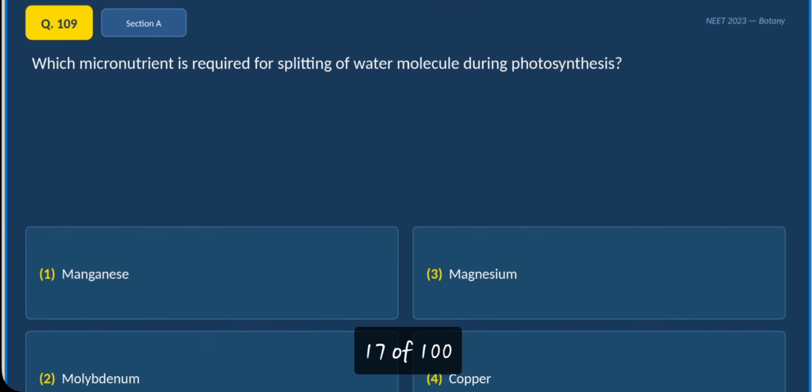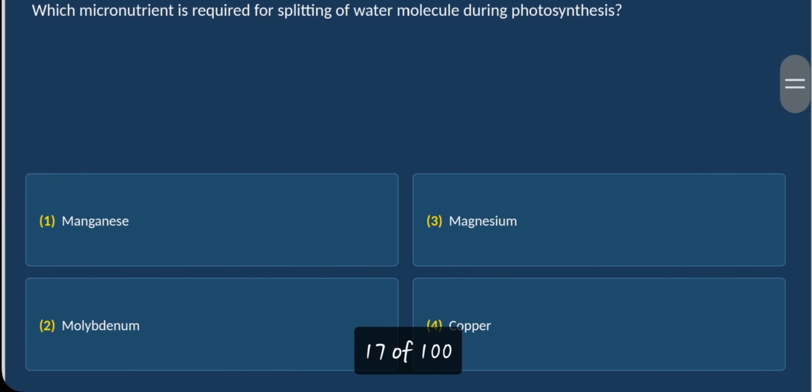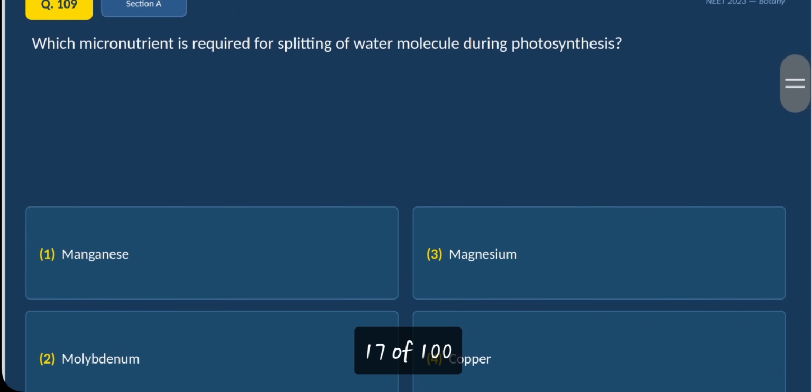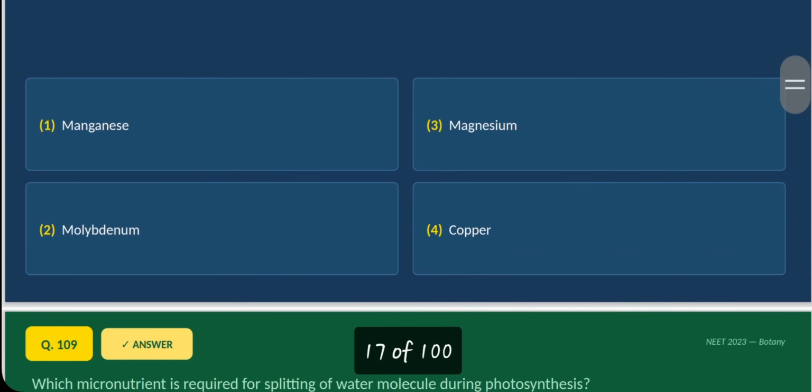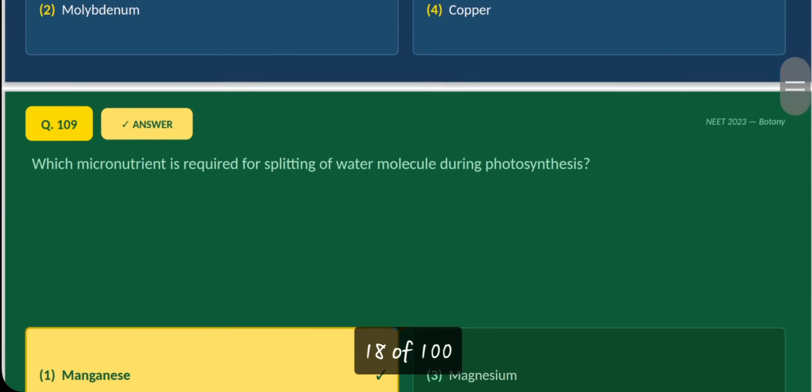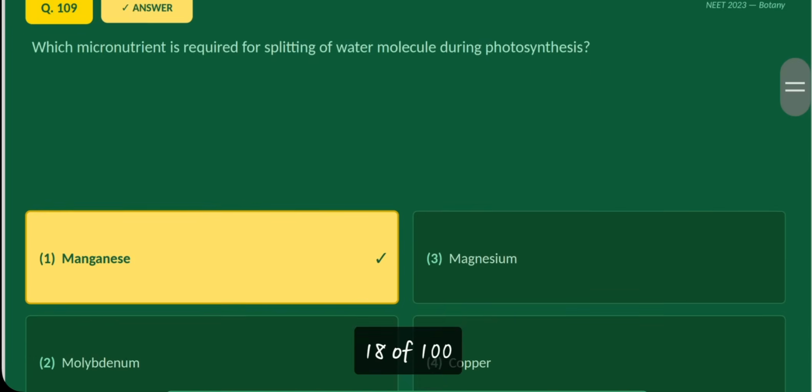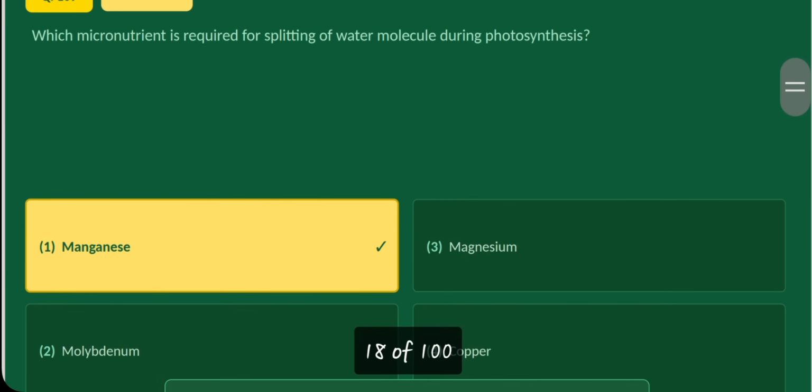Which micronutrient is required for splitting of water molecule during photosynthesis, that is photolysis of water? Is it manganese, magnesium, molybdenum, or copper? So the first option, manganese, is the answer. So this is from photosynthesis. You can remember earlier they had mineral nutrition also as a topic.